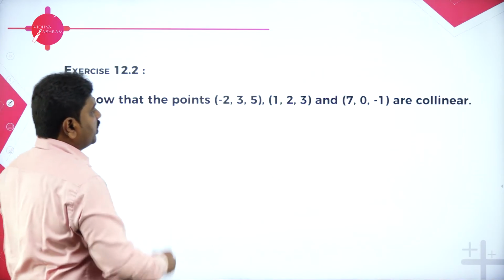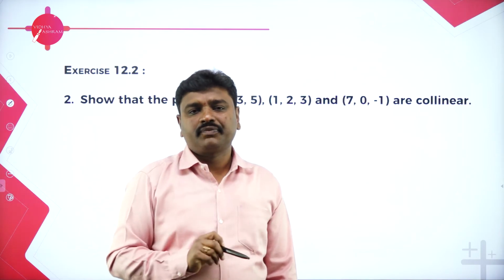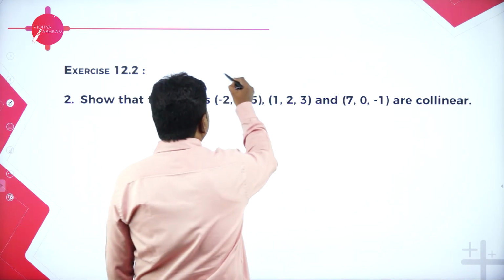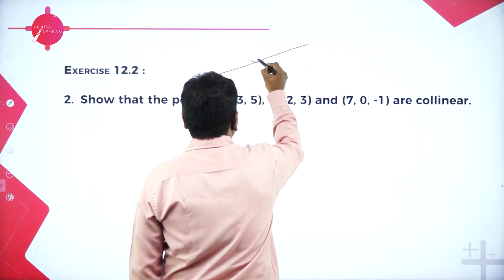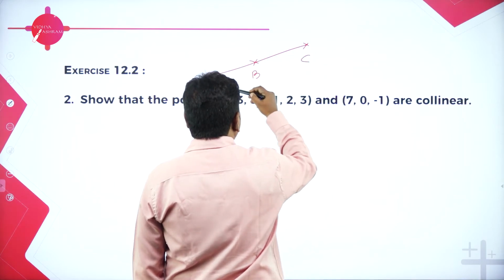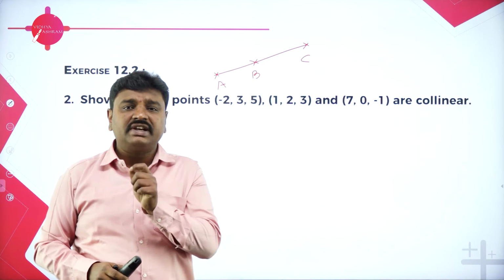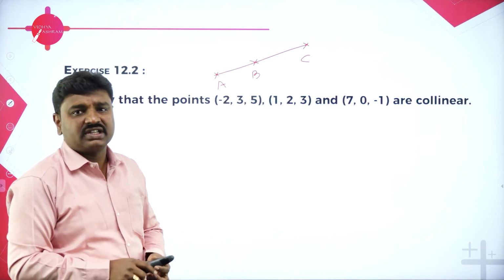Now show that these points are collinear. They gave 3 points. They want you to prove they are collinear. Collinear means what? The points are lying on the same line. If 3 points A, B, C are on the same line, AB plus BC should become equal to what? AC. Means the sum of any 2 sides should be equal to the length of the third side is the assumption.